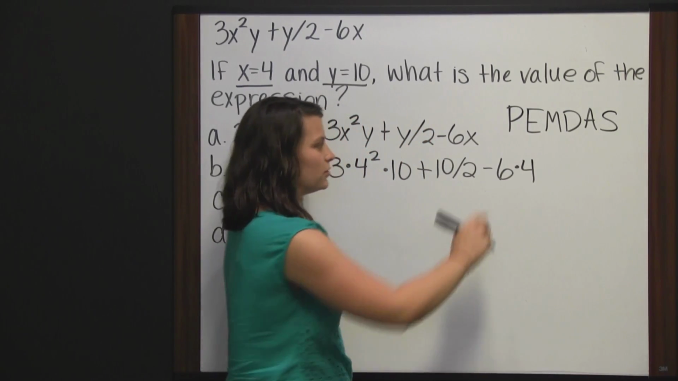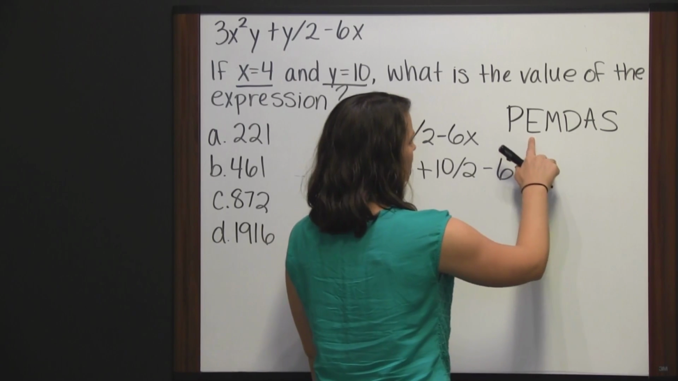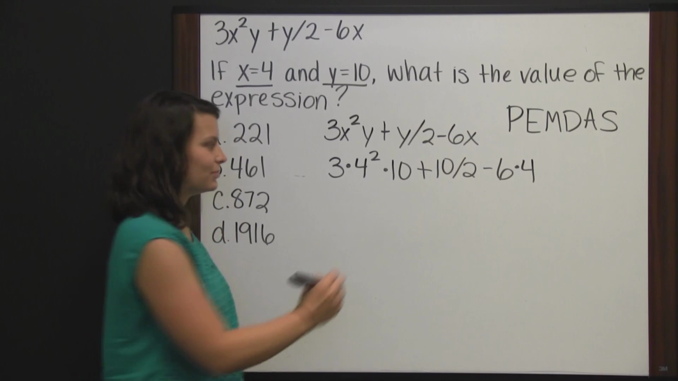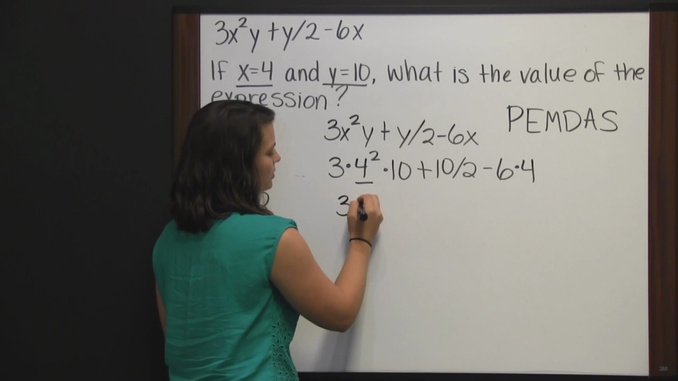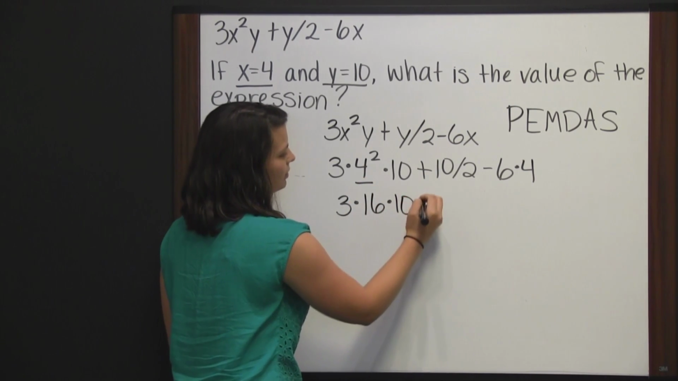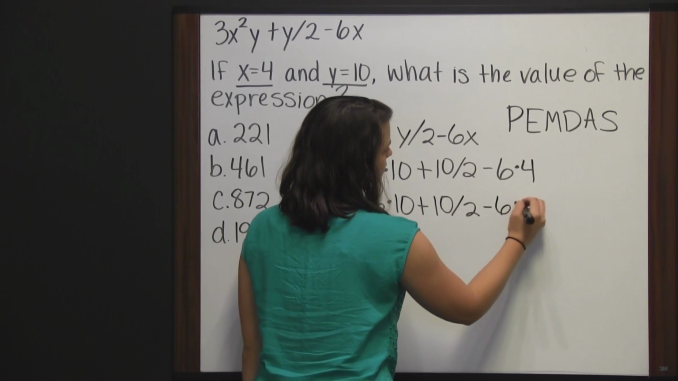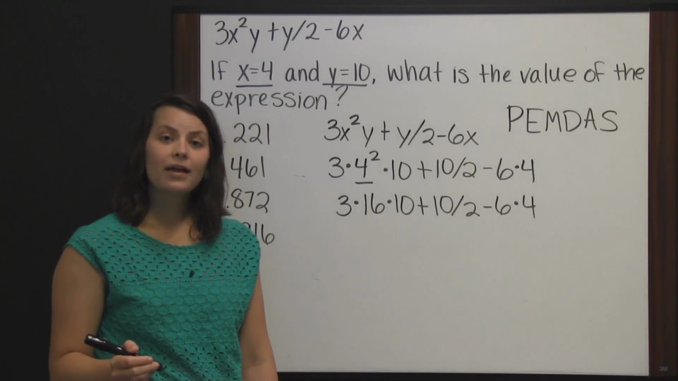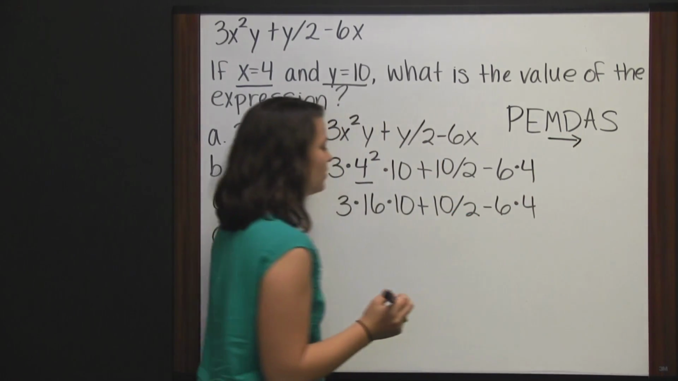And in PEMDAS, we do parentheses first, which we don't have here, and then exponents next. We do have exponents, so that means the first thing we'll do to simplify is find what 4 squared is. So we bring down the 3 times 4 squared is 16 times 10 plus 10 divided by 2 minus 6 times 4. So that's all of our exponents. Next in PEMDAS is to do multiplication and division from left to right.